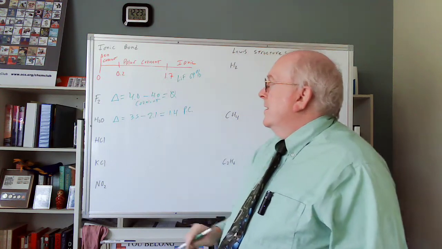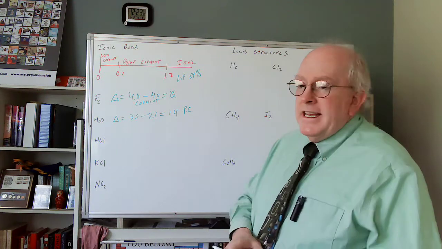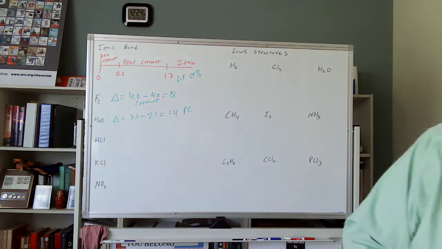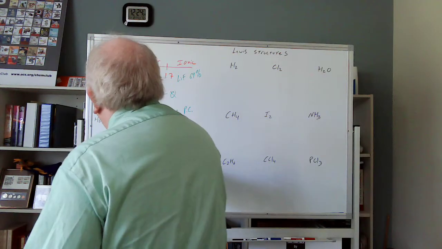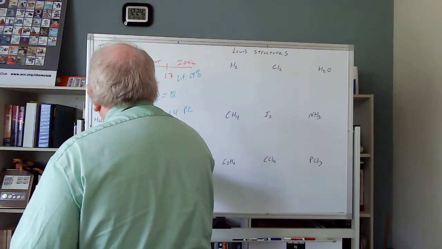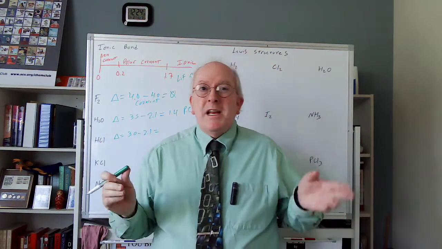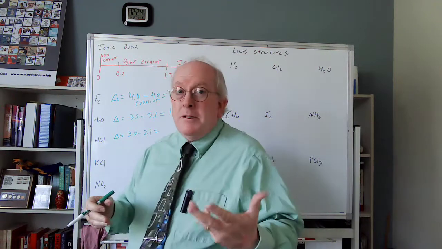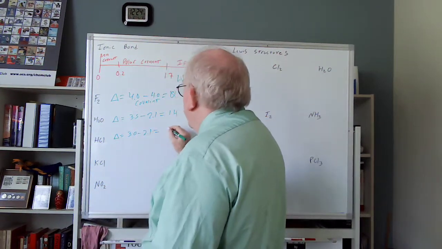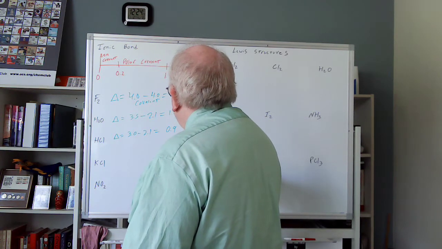Falls right in there in the scheme of things. Now, for HCl, chlorine is a 3.0. So delta equals 3.0 minus 2.1. If you're wondering which one goes first, I just put the bigger one first, so the number always comes out positive. That way I don't have to do an absolute value. That difference is 0.9, which means polar covalent.